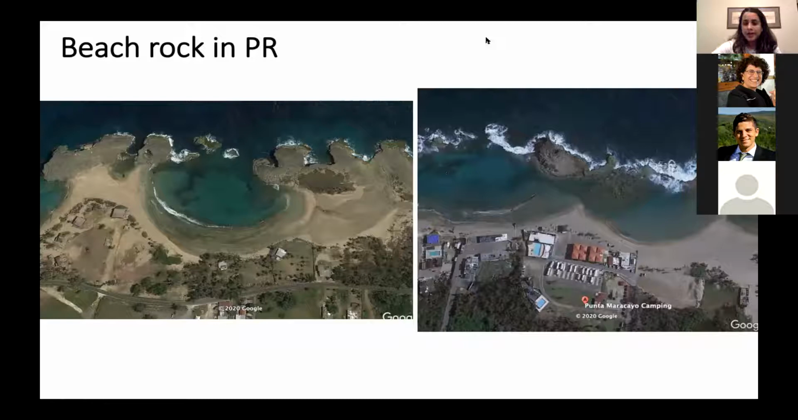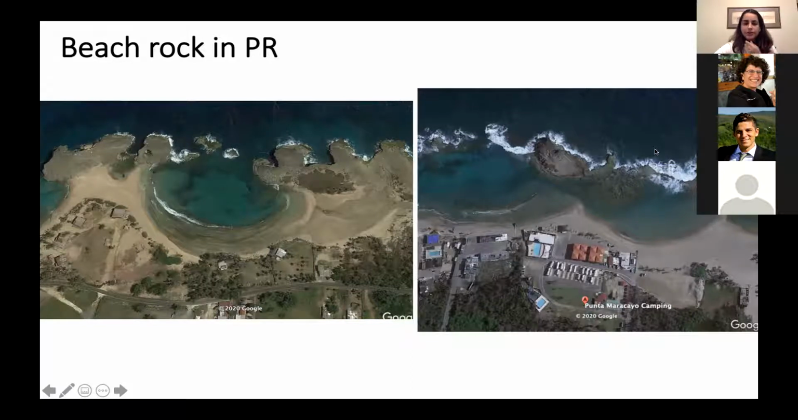And that is why I'm interested in studying beach rocks in Puerto Rico. So that's why I kept mentioning Puerto Rico earlier and showing pictures. The beaches of Puerto Rico have been eroding for a while now, and a bunch of them just disappeared after Hurricane Maria.